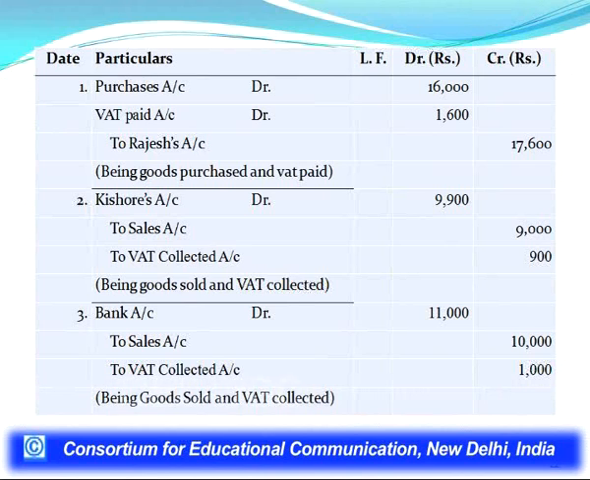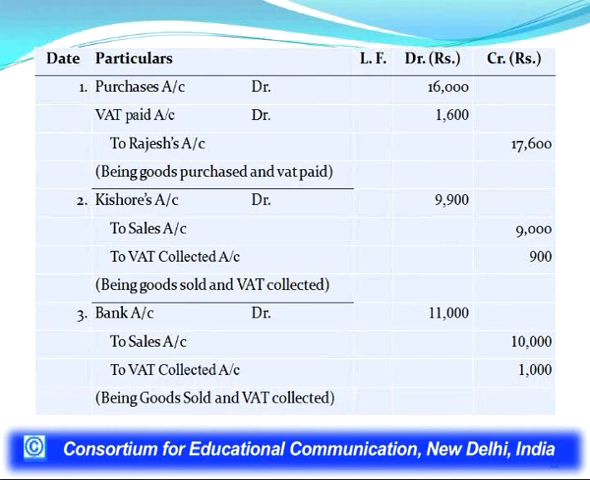We have to pay the VAT at the rate of 10%. So, VAT paid account debit 1600, and this is the credit transaction. So, the supplier's account is to be credited to Rajesh 7600. So, this is the entry where we purchase the goods.